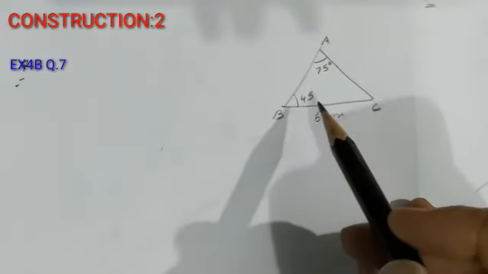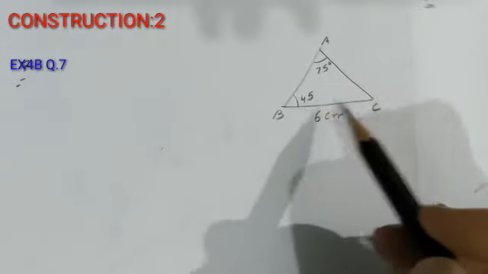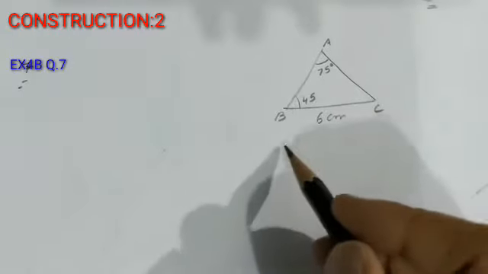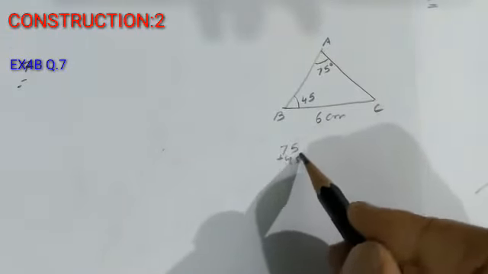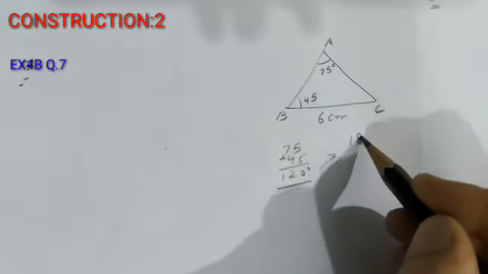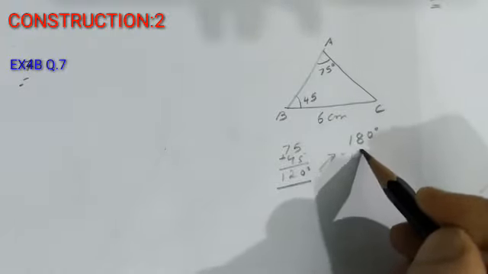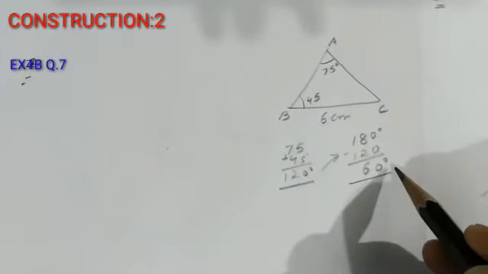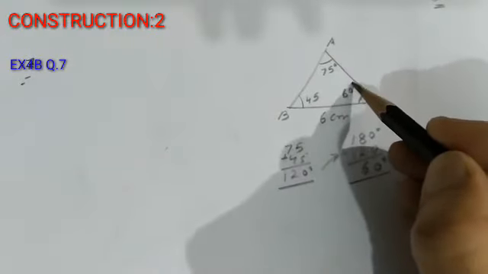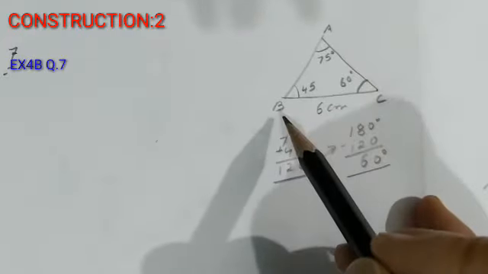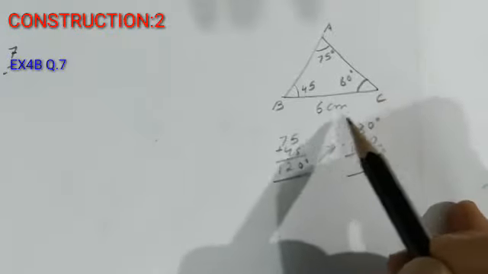Here you see, children, you all know the sum of three angles of a triangle equals 180 degrees. So first you sum these two: 75 plus 45 degrees equals 120 degrees. Then 180 degrees minus 120 degrees equals 60 degrees. From here you get to the conclusion that angle C is 60 degrees. After getting the two angles and included side, we'll proceed. Now step 1, draw a line segment of 6 centimeter.